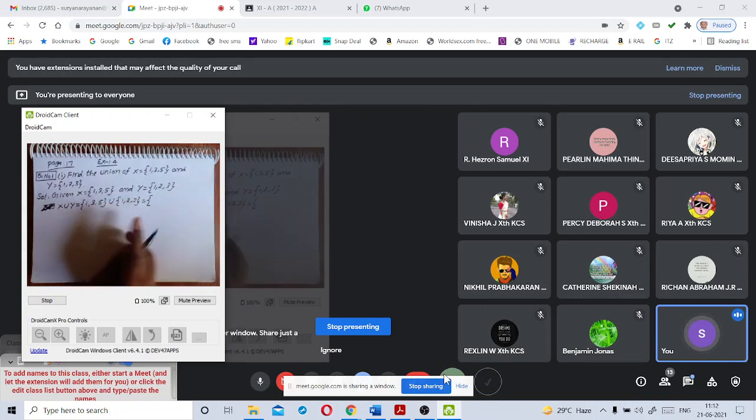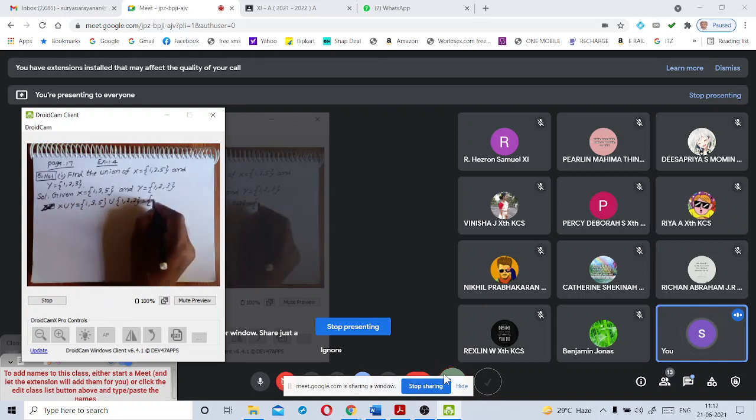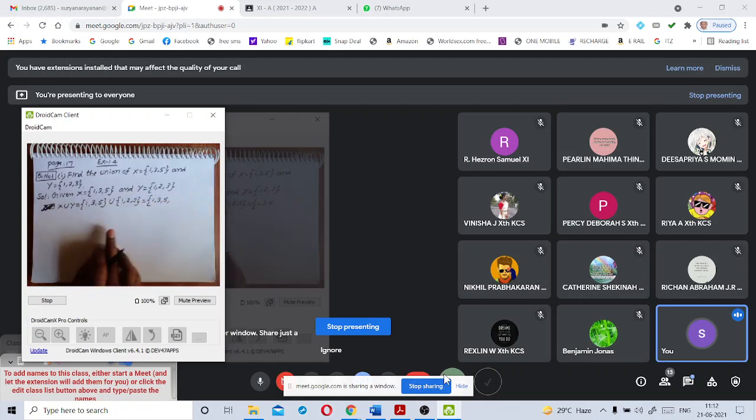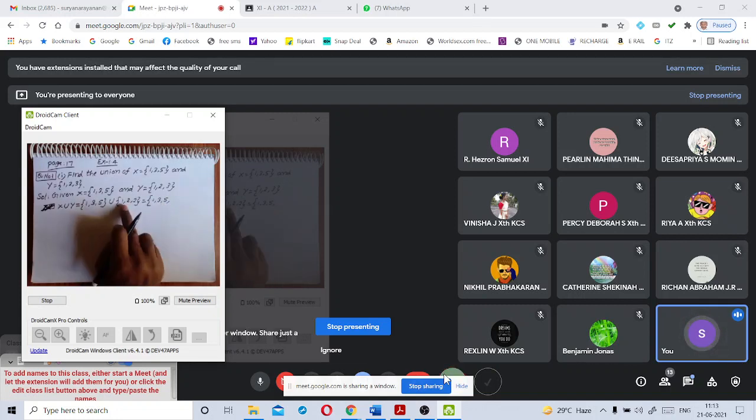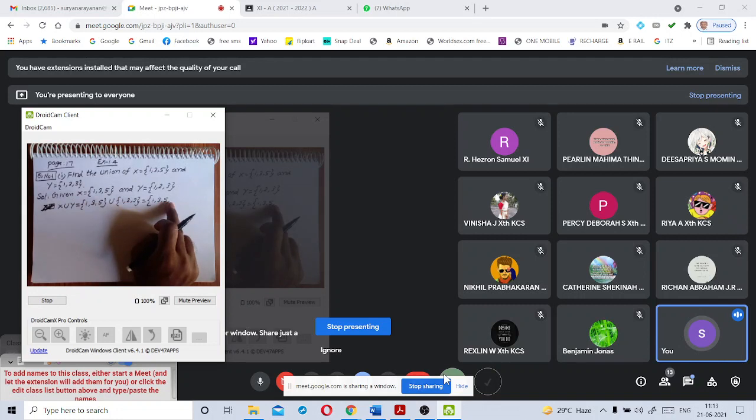Then how do you find it? First we write all the elements in the set X, 1, 3, 5, comma. From this set Y, we should not repeat the same elements which we have already written. In the set Y, if any element is repeated, what we have written already, we should not take them into consideration. Then what will be written here?